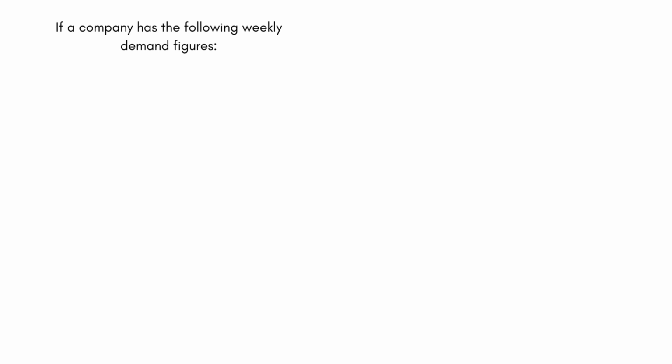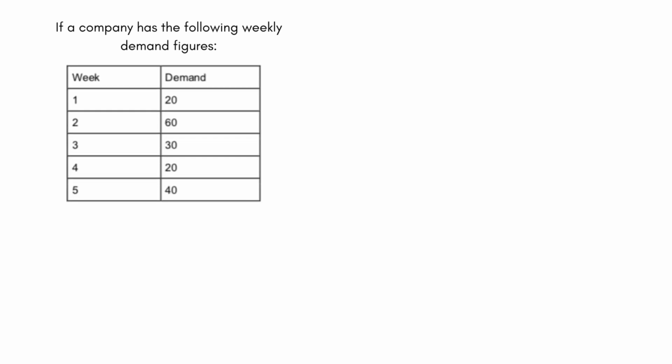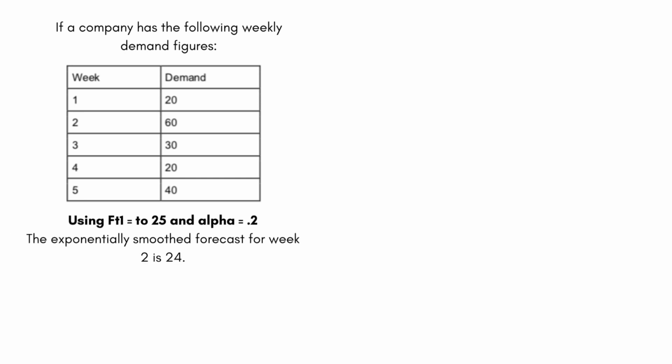Let's look at a company with similar demand numbers as the example from back in Module 4. The week 1 demand is 20, the week 2 demand is 60, the week 3 demand is 30, the week 4 demand is 20 and the week 5 demand is 40. Using F1 equal to 25 and alpha as 0.2, the exponentially smooth forecast for week 2 is 24.